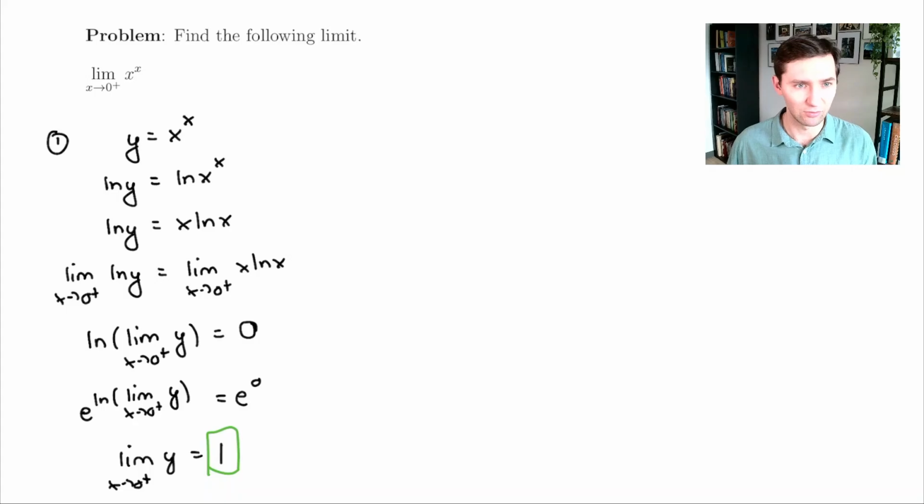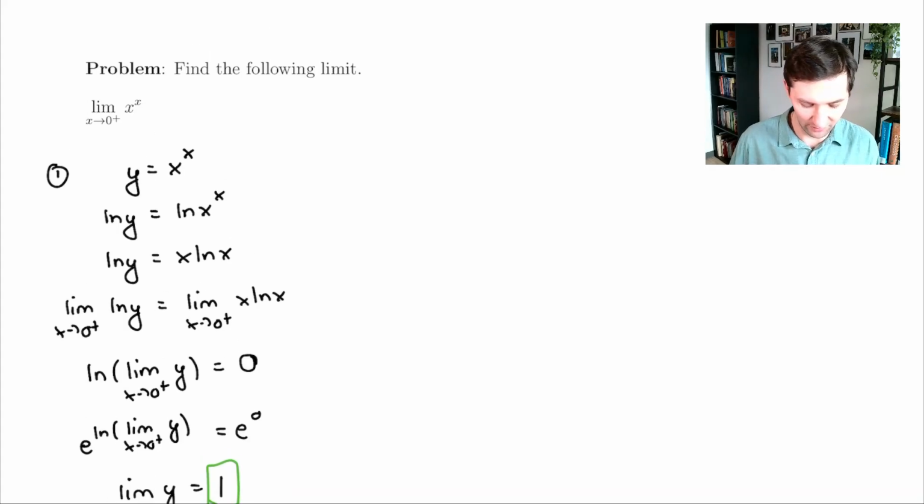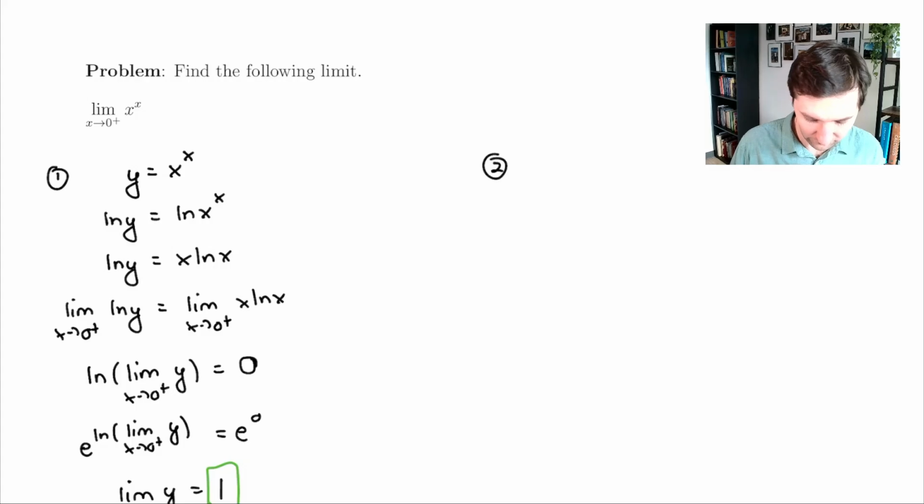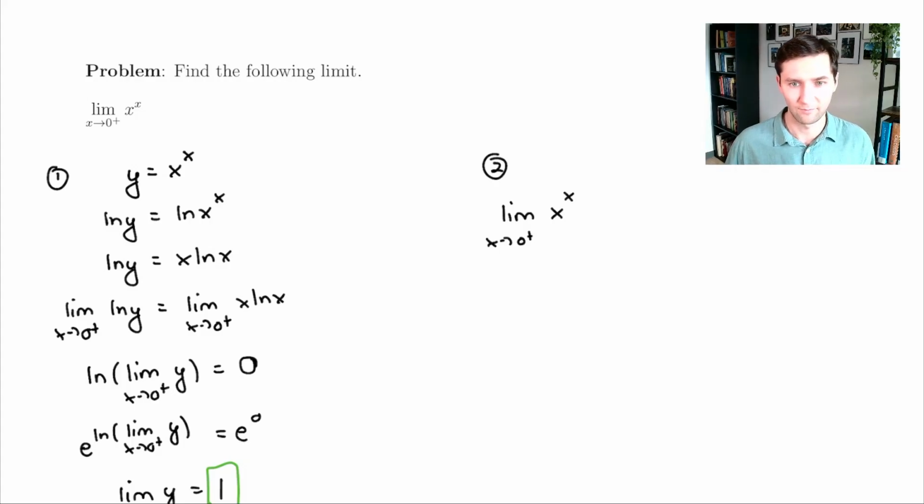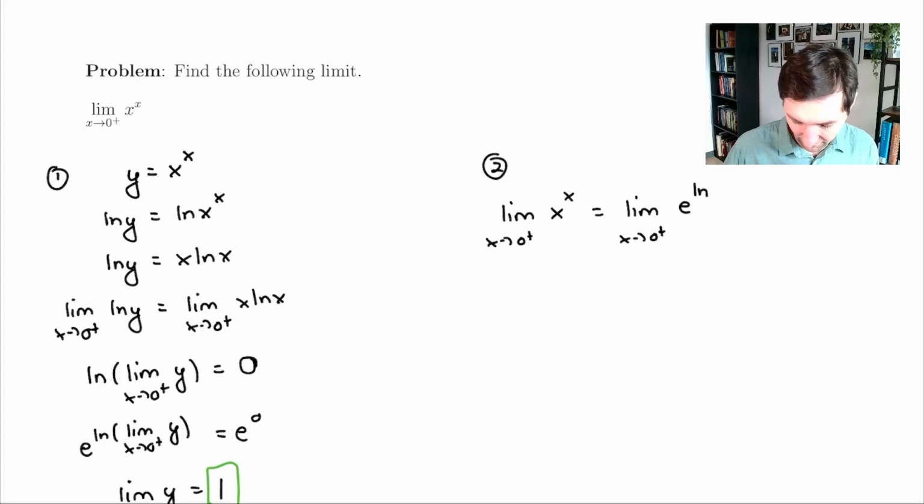I told you I was going to give you a second way of computing this limit. Here is the second way. I want to compute the limit as x goes to 0 from the right of x to the power of x. I will rewrite this expression in the following way. I will write it as the limit as x goes to 0 from the right of e to the power of ln of x to the power of x.